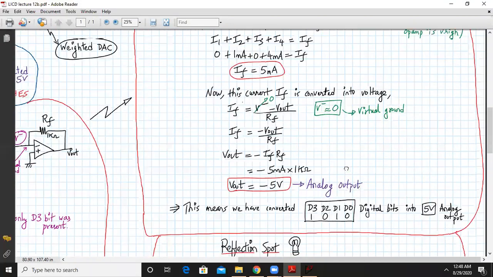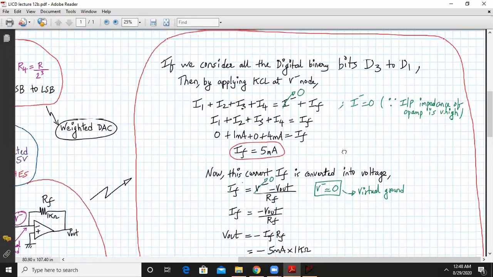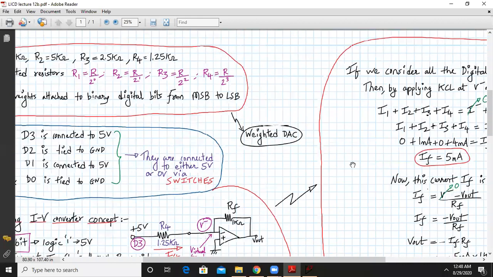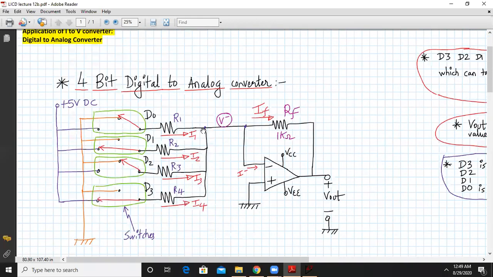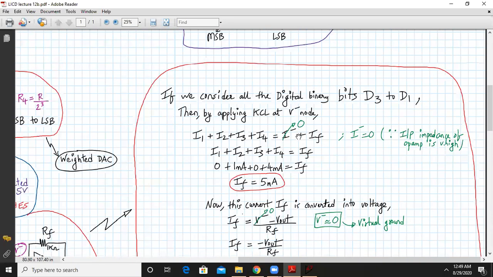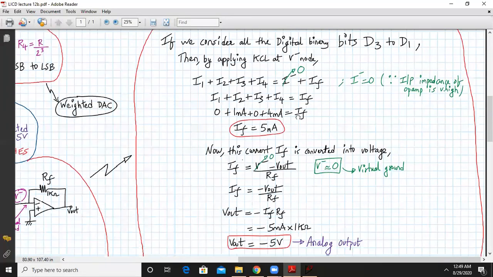Now let's club this information together and make it more meaningful. If we consider all the digital bits together, that is D3 to D1, then by applying KCL at node V minus, what does KCL say? KCL says I1 plus I2 plus I3 plus I4 is equal to the sum of outgoing current, which is IF plus I minus. So I1 plus I2 plus I3 plus I4 is equal to IF, and I1 and I3 are 0. I4 and I2 are 4 and 1 milliampere. So IF will be 5 milliampere.